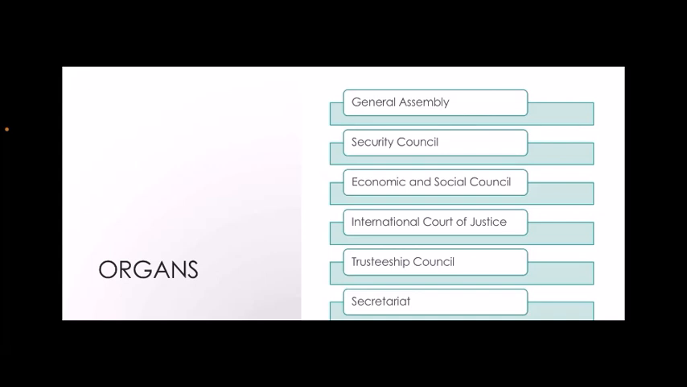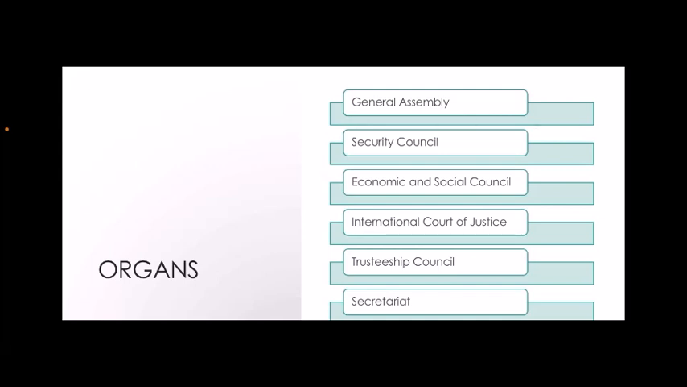Now, other than these organs, there are other affiliated organs of United Nations. For example, the UNICEF. It is an affiliated organization of the United Nations. It works towards making nutritious food and health care available to children. Several workshops were organized in India to find out measures to overcome malnutrition among babies and children.